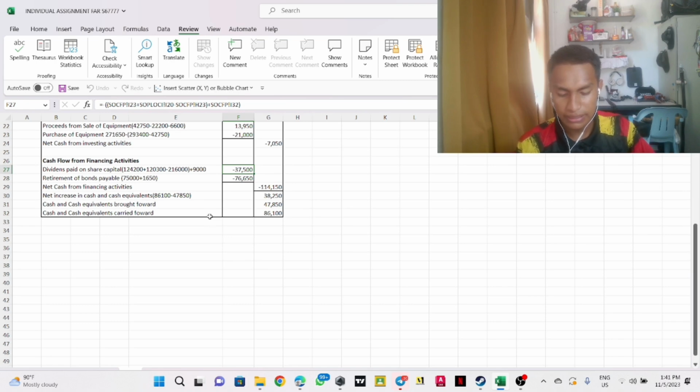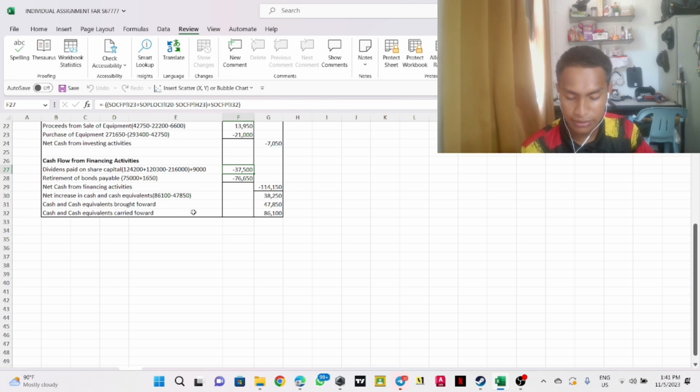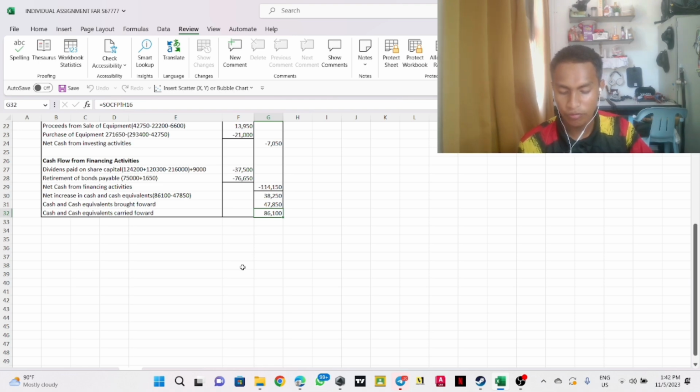Next, we will add to the beginning balance cash and cash equivalent, which is as much as 47,850 found in the comparative statement of financial position, which is cash in 2021. Next, we will get the ending balance cash and cash equivalent, which is as much as 86,100 by adding 38,250 and 47,850, and the value of 86,100 is the same as the value given in the comparative statement of financial position on the cash item in 2022.